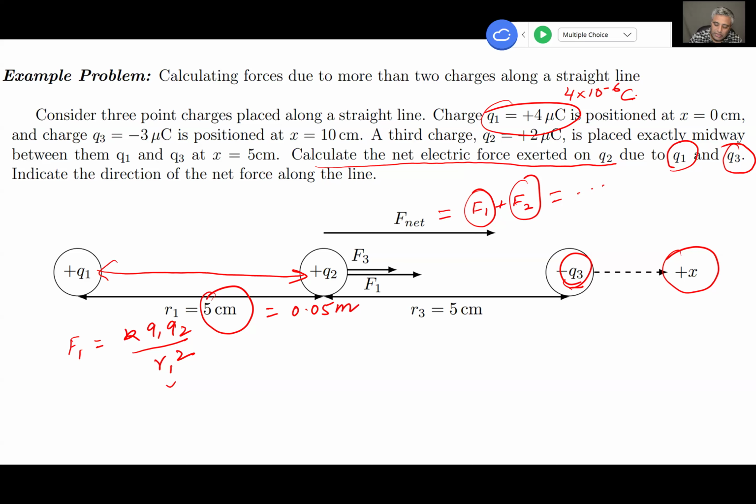Q1 is larger than Q3 in terms of value. So that's why I have drawn that F1 arrow larger. See, without doing calculation, I can tell, hey, same distance, but this charge is larger than that. So the force this is exerting must be larger. I can tell that.